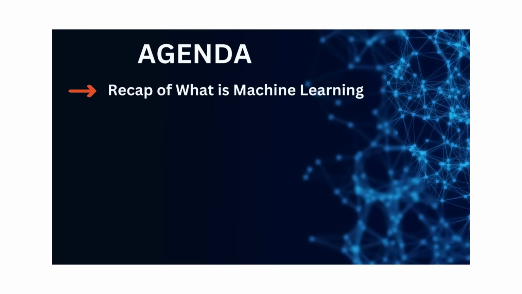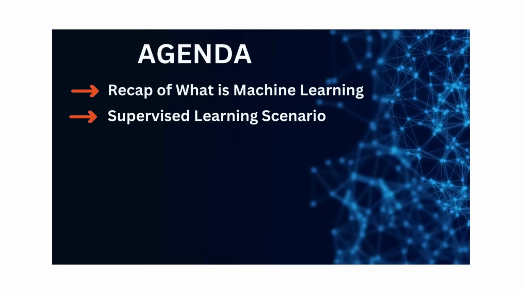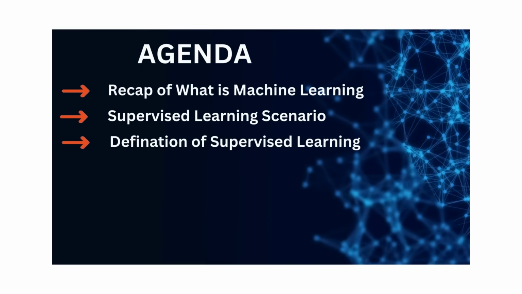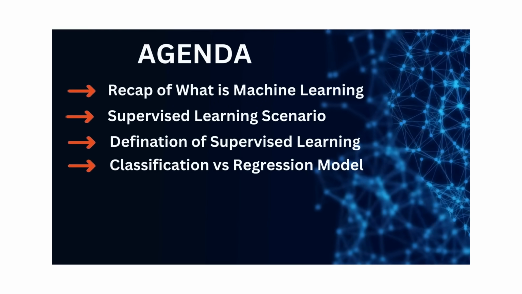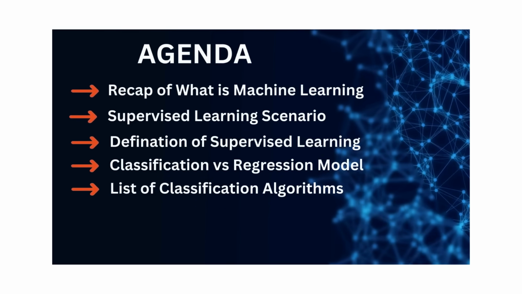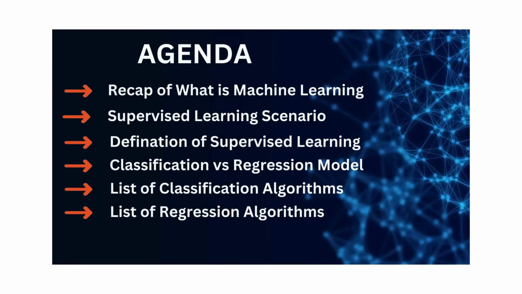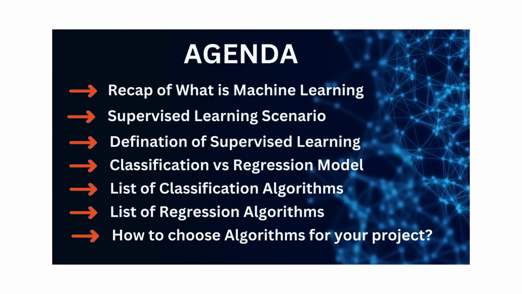Hello everyone. Today's video, we will do a recap of what is machine learning. The new topic of discussion will be an example of supervised learning scenario. Next, we will understand the definition of supervised learning, classification versus regression model, list of classification algorithms, list of regression algorithms, and finally how to choose algorithms for your project.